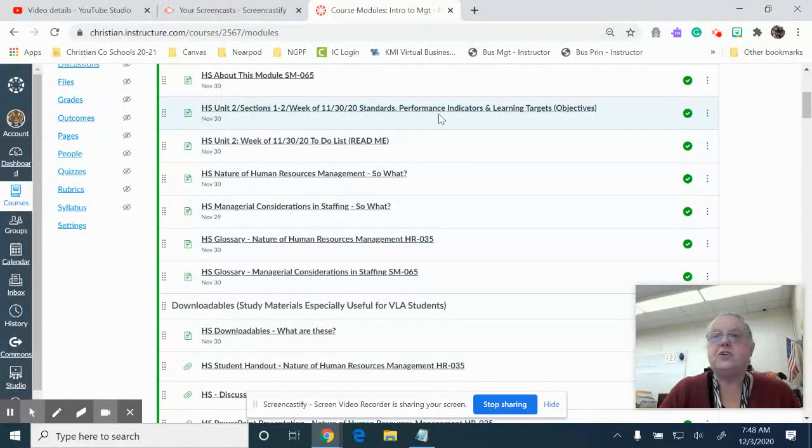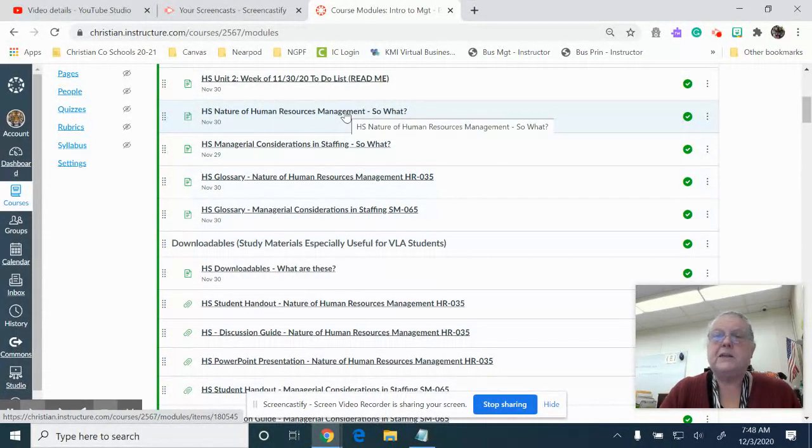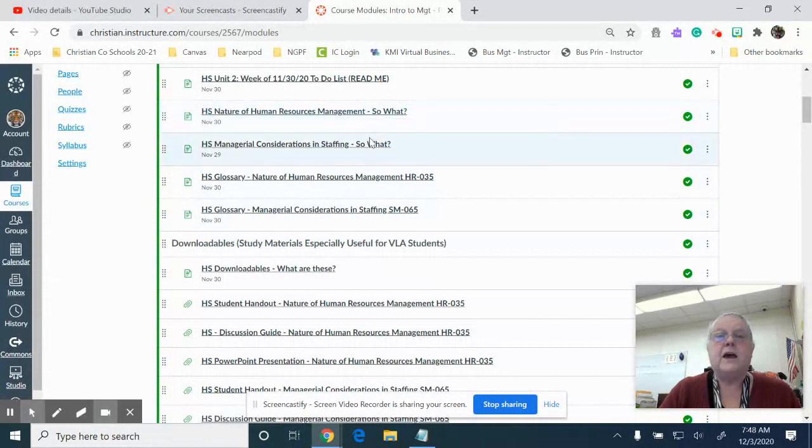Always, the standards are good to look at. It's a great idea to know what you're doing for the week and what you're learning. Here's your to-do list. I always put a README on there because it's important. And you have to click down these anyway, so scan over them. Next, so what? Those are kind of your hooks into why human resources management and why staffing are important.